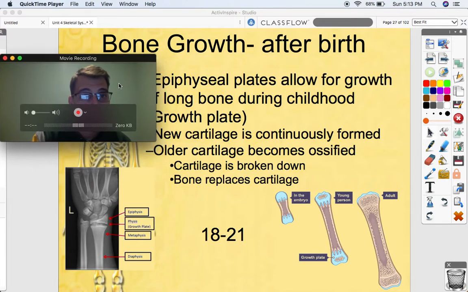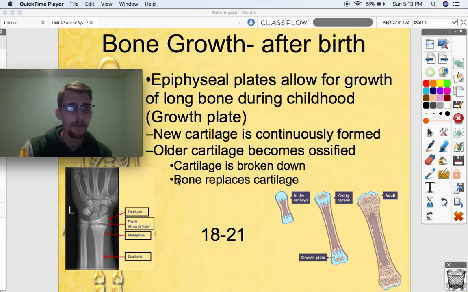All right. So after you're born, your bones are still growing, and your bones are still growing well into adulthood, if you can believe it. So epiphyseal plates, which we looked at in our last video, growth plates, allow for growth of a long bone during childhood. So that kind of thin line that we looked at in the adult bone, it's right over here. That's the epiphyseal plate, and it's bone now once you're an adult, or once you're done growing. But at one point it was cartilage, and that was expanding from there through endochondral ossification. So new cartilage is continuously formed, and older cartilage becomes ossified. Right, so it kind of expands out, and that's how you get taller.